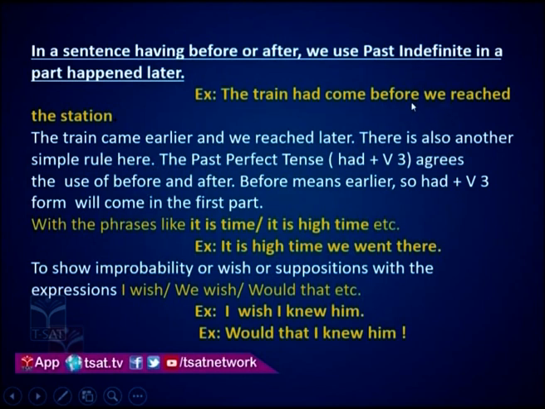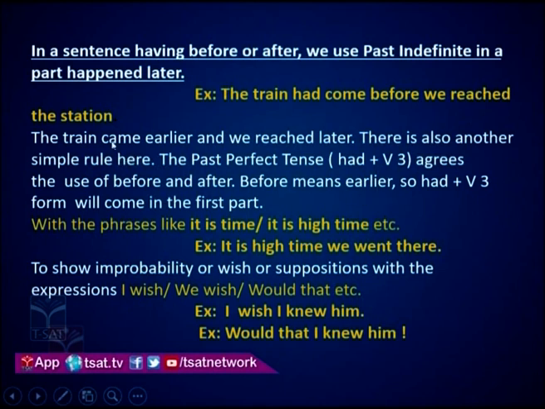So here the word before is there. This is in simple past again. The train had come, past perfect. Here the auxiliary verb had is there, and come, the main verb, is in past participle form. So past perfect tense is used here. In a sentence having before or after, we use past indefinite in the part that happened later. So in the second part of the sentence, we are using simple past tense. In the first part of the sentence, there will be the past participle form. The train had come, this is in past participle. We reached the station, reached here is simple past tense.